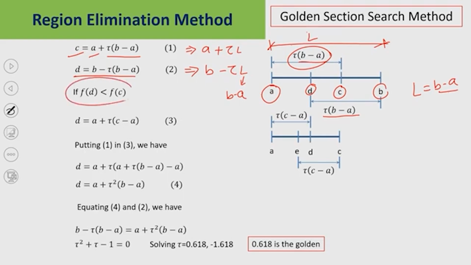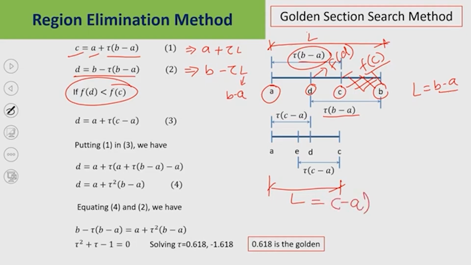Now, suppose this condition is true, that is f(D) is less than f(C), that means f(C) is greater than f(D). So, this is f(C), and if I calculate f(D), f(C) is greater than f(D), that means this particular area will be eliminated. Okay. So, once you are eliminating, you are getting this new L. Now, what is this new L? L is nothing but now C minus A.